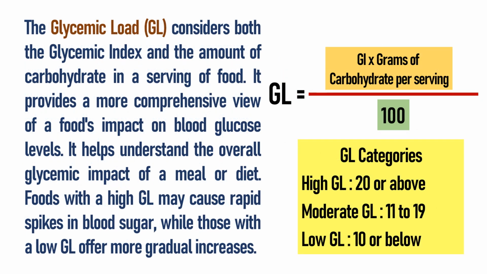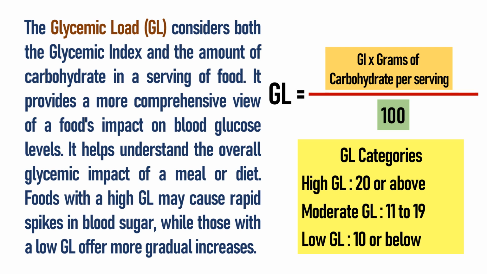The glycemic load considers both the glycemic index and the amount of carbohydrate in a serving of food. It provides a more comprehensive view of a food's impact on blood glucose levels. It helps understand the overall glycemic impact of a meal or diet. Foods with a high glycemic load may cause rapid spikes in blood sugar, while those with a low glycemic load offer more gradual increases. The glycemic load categories are depicted here.